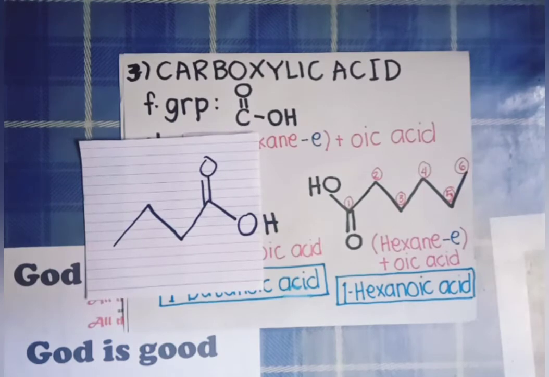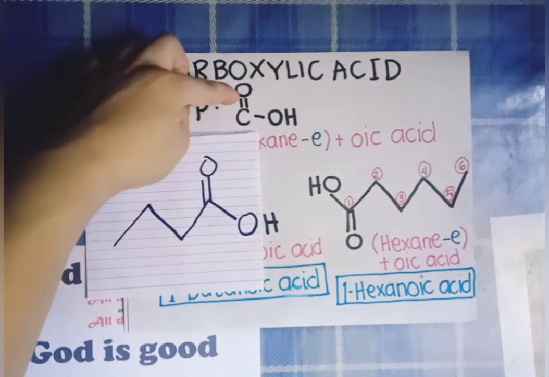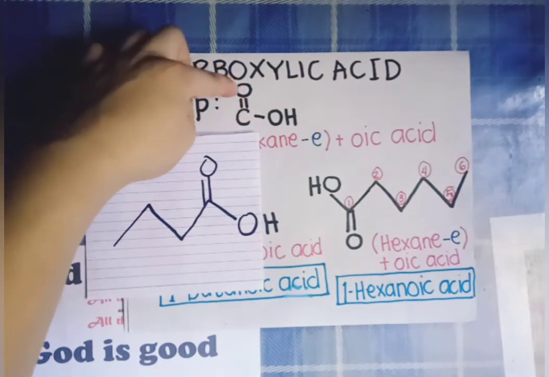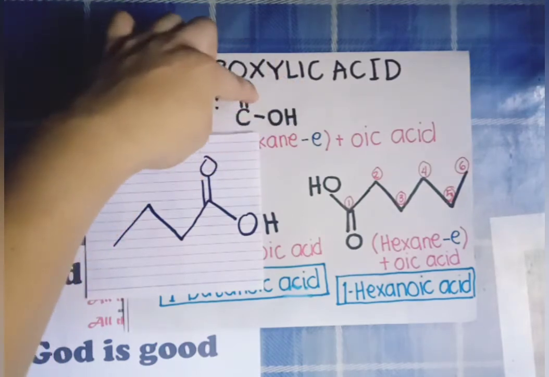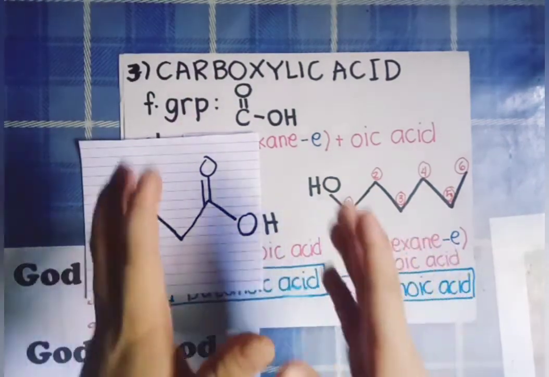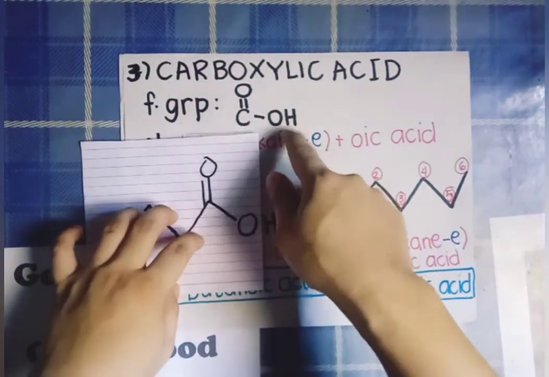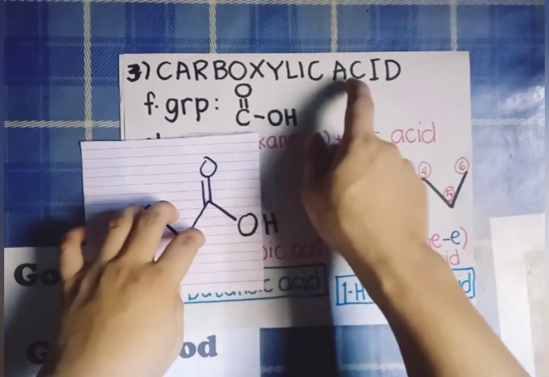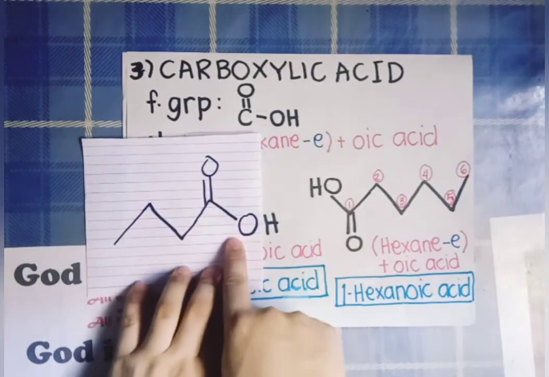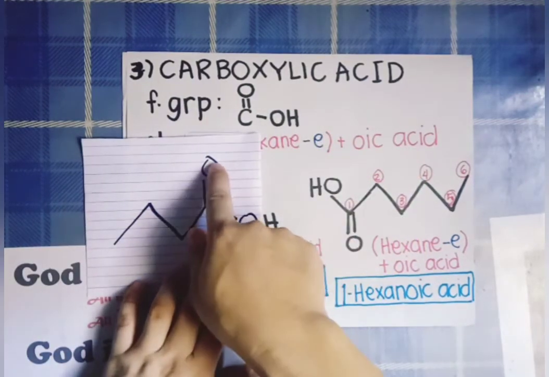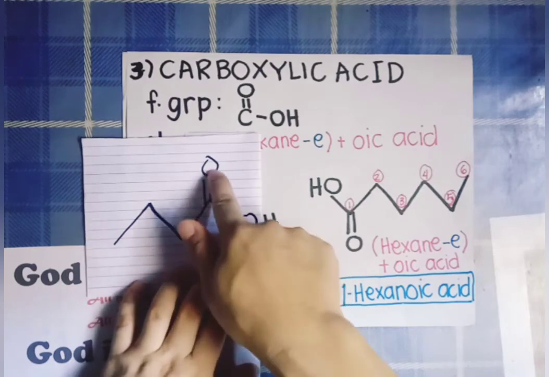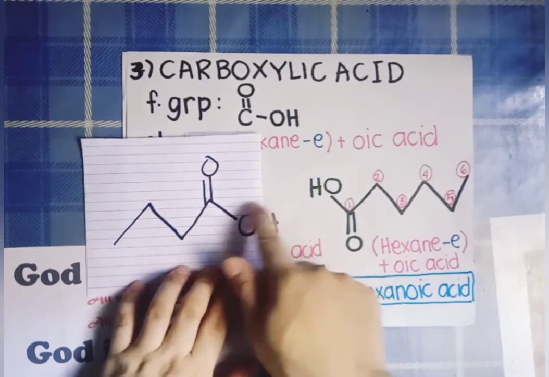Now earlier we already discussed the carboxylic acid, and we now know that the functional group of carboxylic acid is C double bond O, and the same carbon atom that bears the double bond O also bears the alcohol group or the OH group. Therefore, the functional group of carboxylic acid is C double bond OOH. An example of carboxylic acid is this molecule. So we have here C double bond O, and the same carbon atom bears the OH or alcohol group.